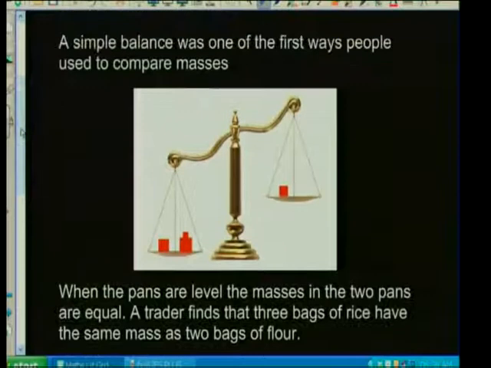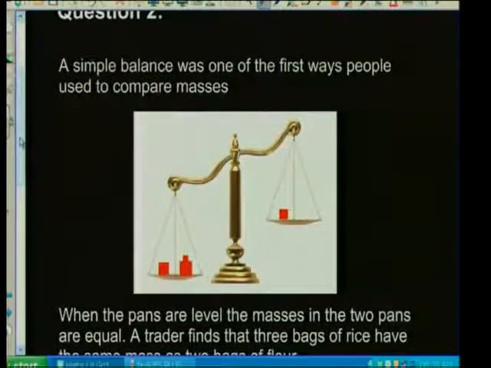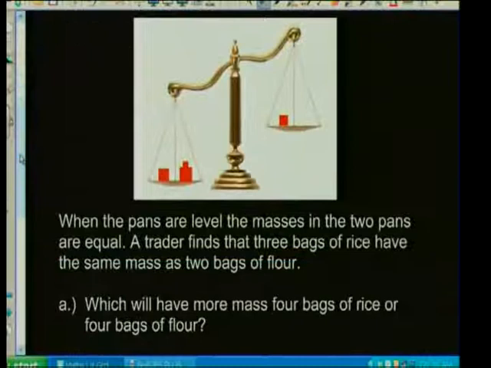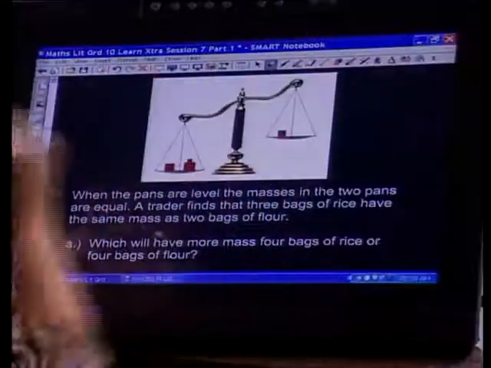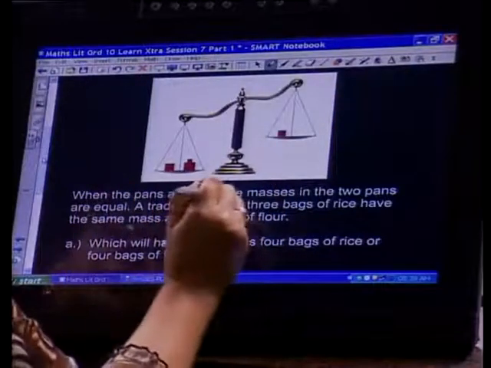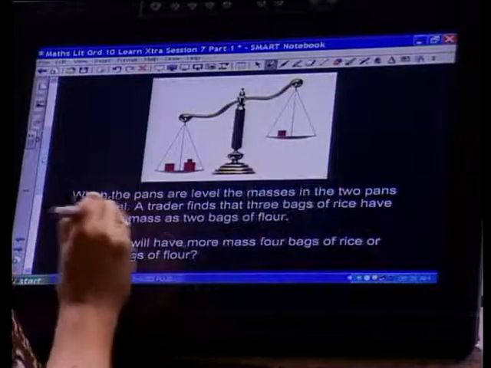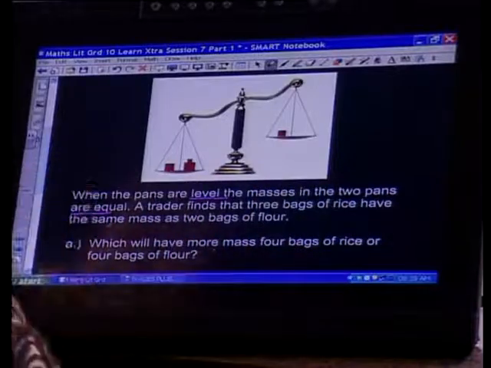All right, and here's a picture of a balance scale. So a simple balance was the first way people used to compare masses. What we have with a balance is 2 trays, and we're literally balancing one up against the other, and the heavier one, like I said earlier, will be lower than the lighter one. When the pans are level, the masses in the 2 pans are equal. So when they're level, the masses are equal.